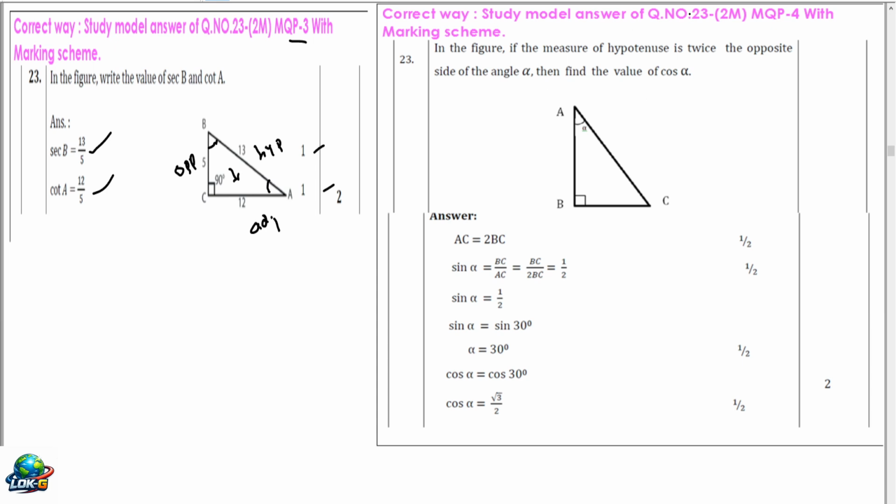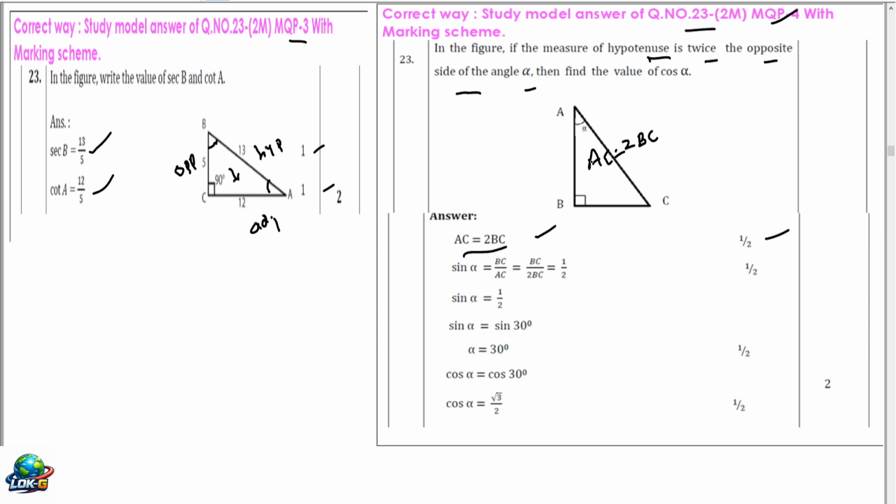In the figure, move on to the last question paper, question number 23. In the figure, if the measure of hypotenuse is twice the opposite side of angle alpha, twice opposite side means 2BC, then find the value of cos alpha. Given that hypotenuse is 2 times BC. That is AC is equal to 2 times BC. If you write this, you will get half marks. And what you are asked to get? Find the value of cos alpha. You can take first of all sin alpha. What is sin alpha equal to?